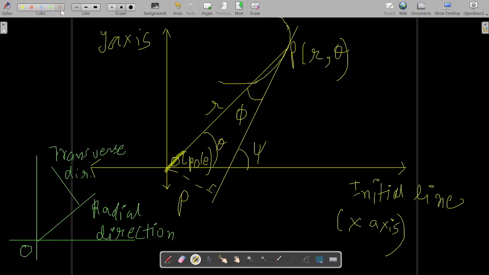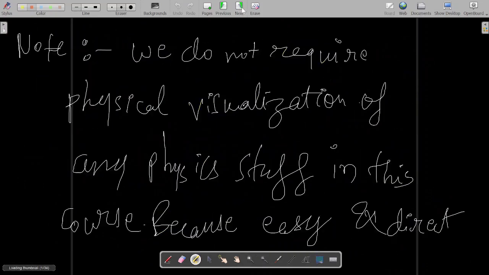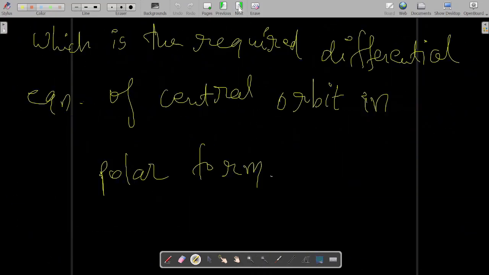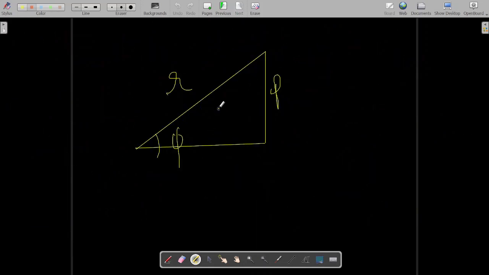Let me mark it properly. This particular figure, this particular triangle, just put it outside, separate it from the figure. If you separate that particular thing from the figure, then you will get something of this kind. This triangle you will get.